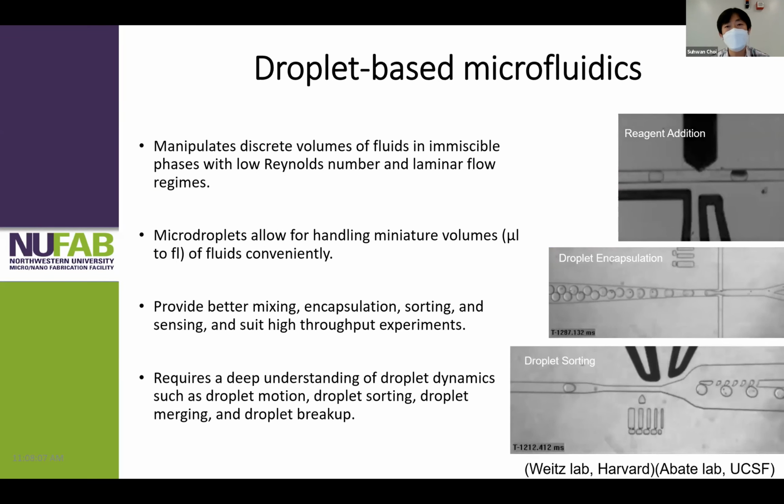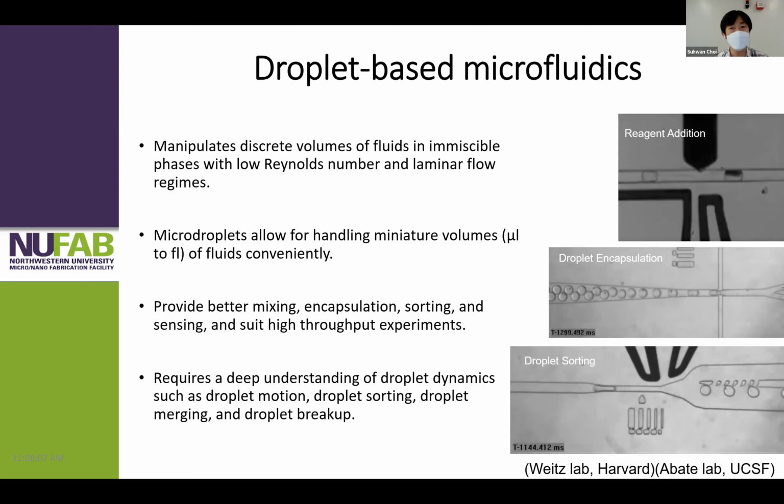The second one is droplet-based microfluidics. It manipulates discrete volumes of fluid in an immiscible phase, with low Reynolds number and laminar flow. In microfluidics, the Reynolds number is low because the constrained size of the tube or channel gives us a low Reynolds number, and then the flow is laminar. So we cannot reach turbulent flow in microfluidics.